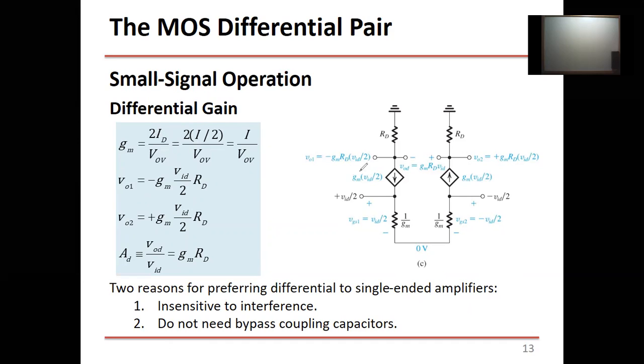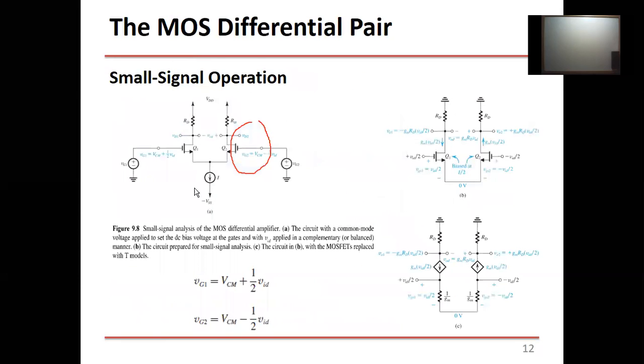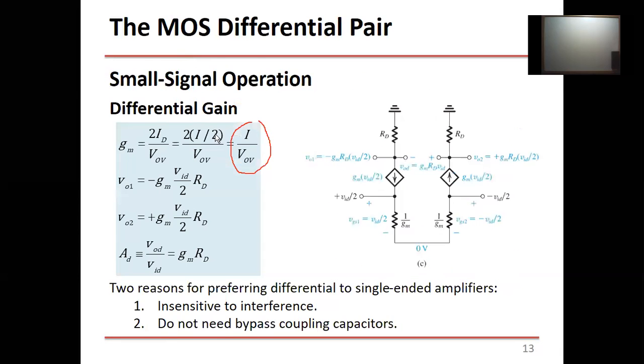Now we know that ID, the DC current here, is half the tail current, right? So ID is half I, so it's I over 2. The 2 cancels with the 2, and you end up with this value. So GM is the tail current, this current here, divided by V overdrive.